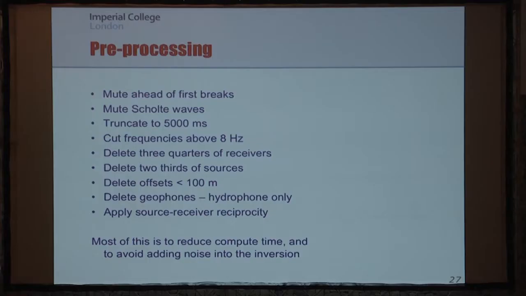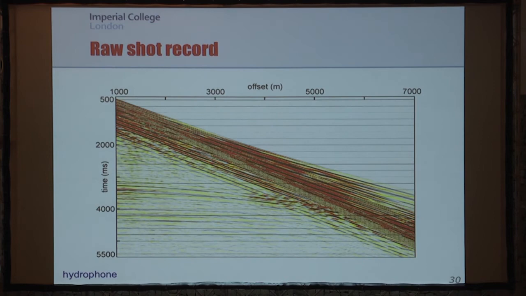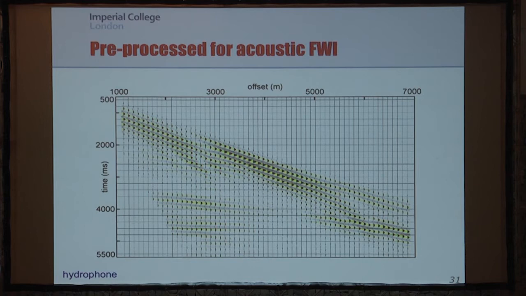So that's my pre-processing. What it does is take that data set, which was expensive, and turn it into this one. So this is the data that I'm going to invert. I've thrown away high frequencies. I've thrown away most of the data. I've muted the Scholte waves in here, and I've muted ahead of the early arrivals in there. I've kept all the direct arrivals and turning rays.